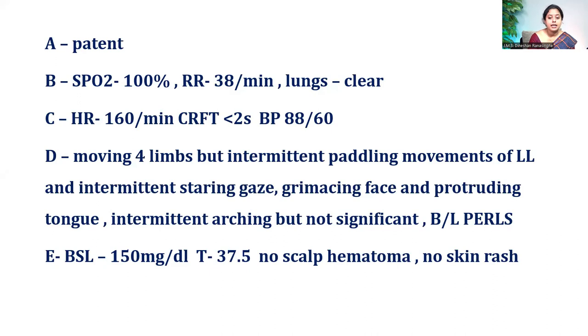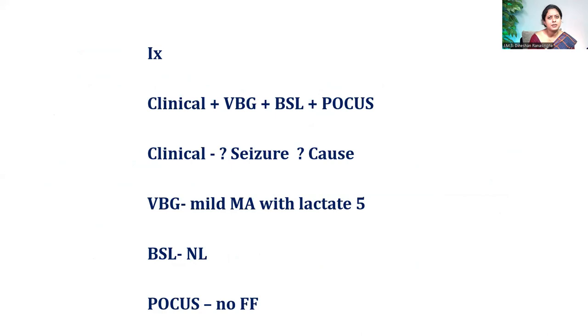So what do you think? It's kind of a bizarre appearance, and it started acutely. Well, we thought, could it be a seizure? Because sometimes a seizure doesn't come with the typical features. So if it is a seizure, what could be the cause? Because this child was completely fine. And we did a VBG. It showed a mild metabolic acidosis, which is quite acceptable if it is a seizure.